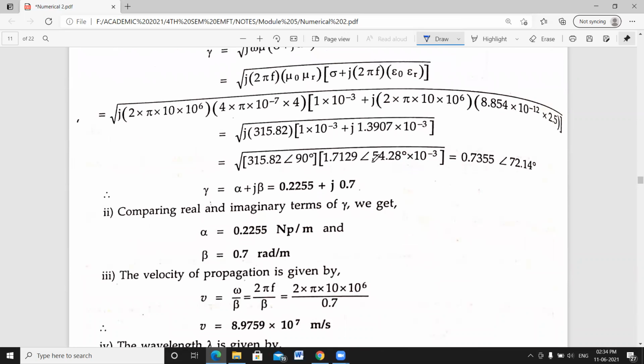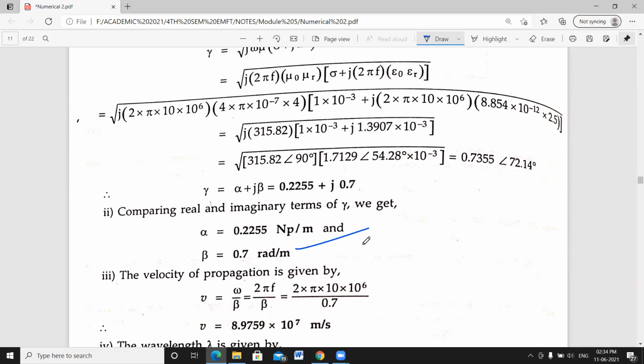When you reduce the equation here, you'll be getting gamma in terms of polar form as 0.7355 with the angle of 72.14 degrees. Then gamma is equal to alpha plus j beta. Comparing the real and imaginary parts, I will be getting alpha as 0.2255 Napiers per meter and beta as 0.7 radians per meter.